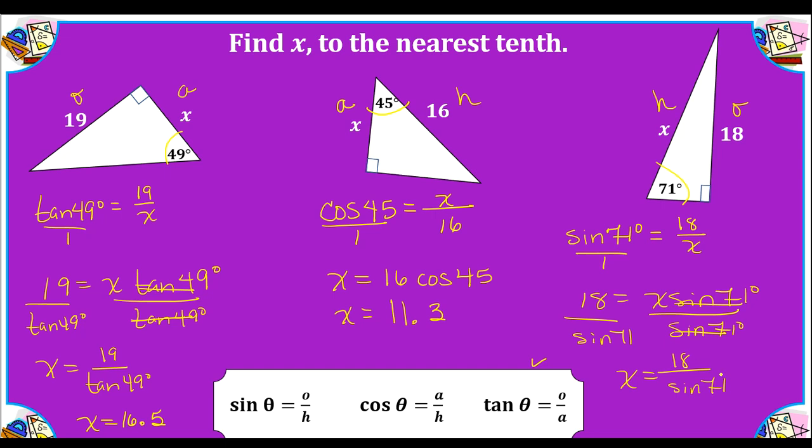So in your calculator, use the n over d feature. And my numerator is 18. My denominator is sine of 71. I get 19.03. So I'm just going to say 19. So x, the length of x is about 19.